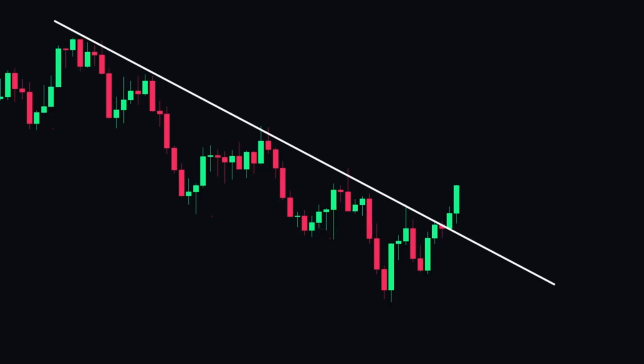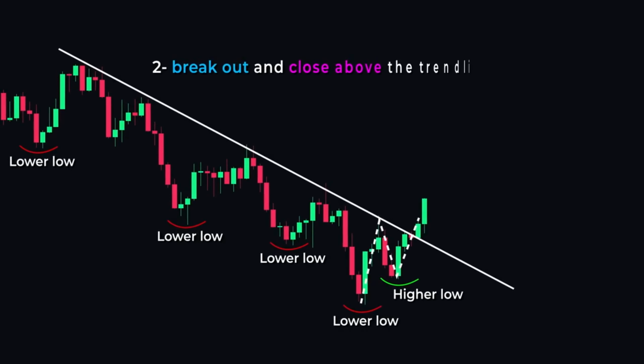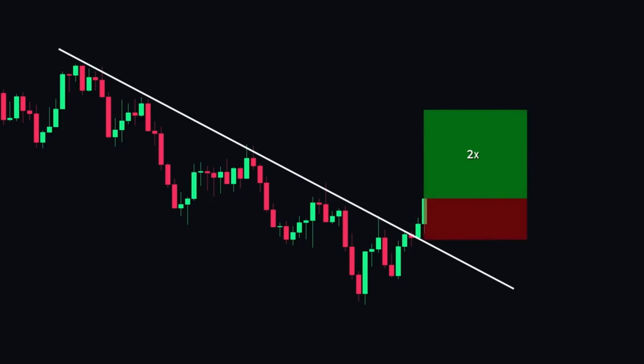So to recap, first we want to see the existing trend getting weaker. In this case, price shifts from a lower low structure to a higher low structure. Next, we wait for price to break out and close well above the trend line. Once these signals are confirmed, we take a buy position. For the stop loss, place it slightly below the trend line, and set a take profit at 2 times the stop loss size. And as you can see, price went up and hits our take profit target.